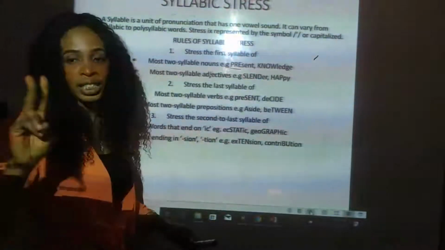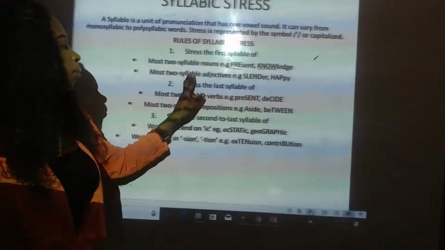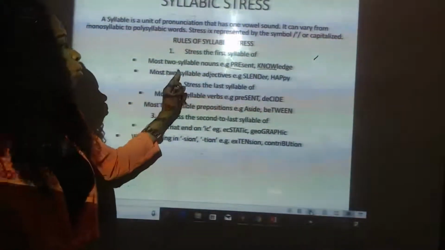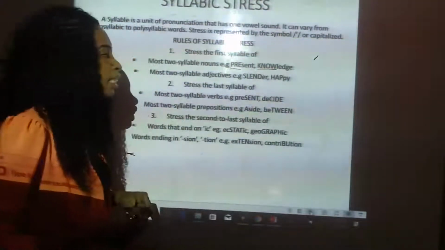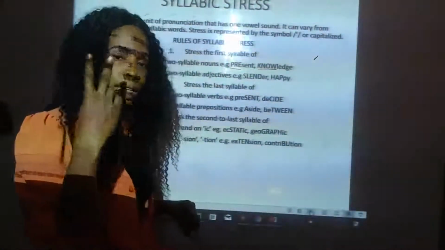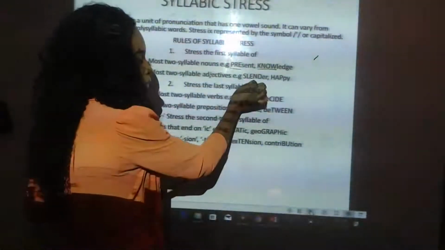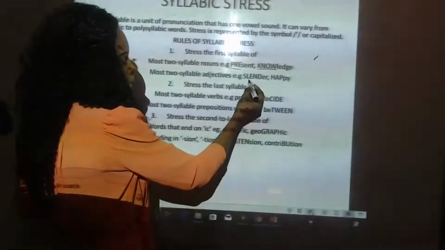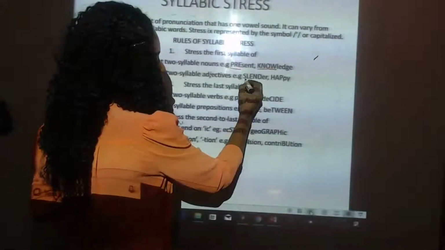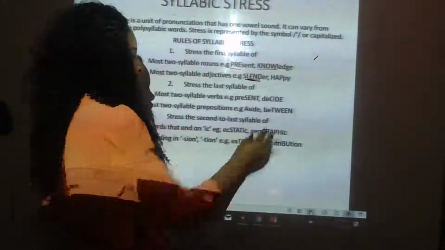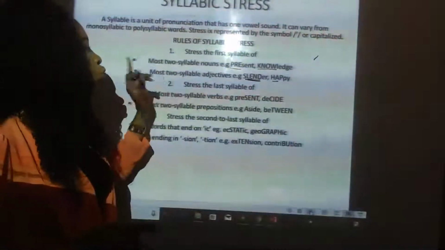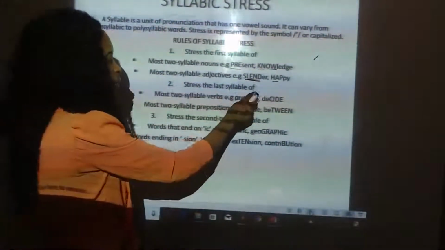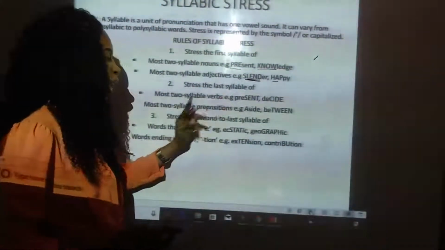Because it is a noun, and for most 2 syllable adjectives, you must stress the first syllable. Any adjective that is disyllabic, that has 2 syllables, must be stressed at the first syllable. For example, slender. Slen is the first syllable, therefore you stress it. The next one, the first syllable of every 2 syllable noun and adjective, while you stress the last syllable of every 2 syllable verb and preposition.